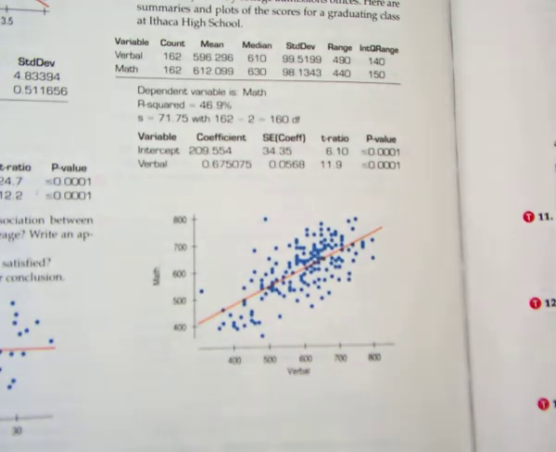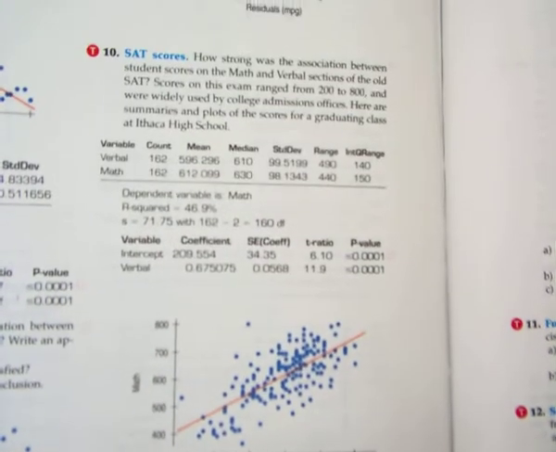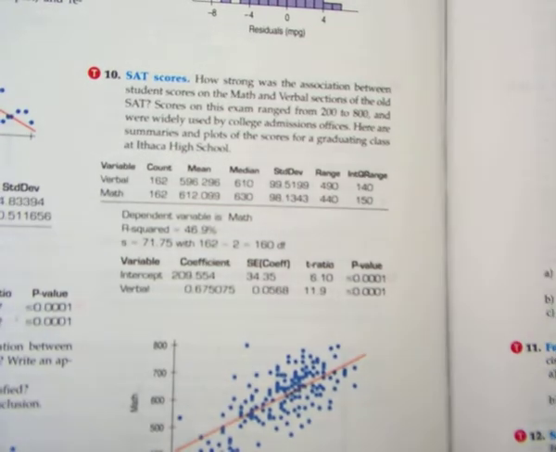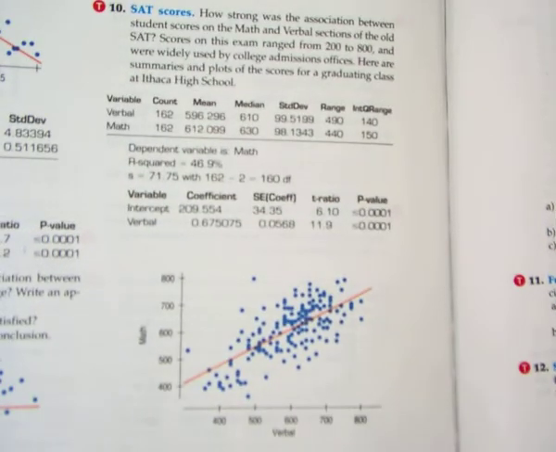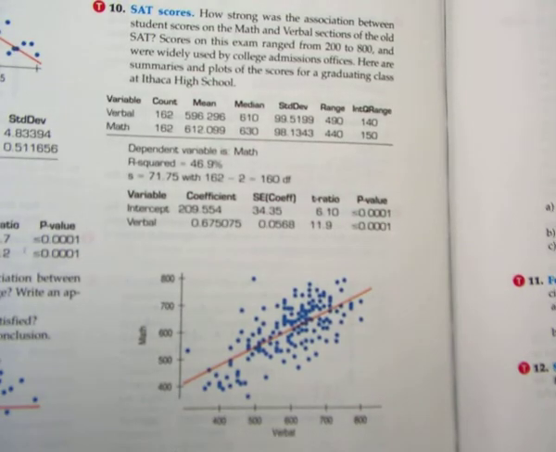Okay, so problem 10, we're looking at this SAT score problem. We're given a scatter plot of the verbal as the explanatory variable and math as the response variable. And then on the next page, you're given the residual plot and the histogram. So we basically got to test the hypothesis here. So let's go ahead and do that.